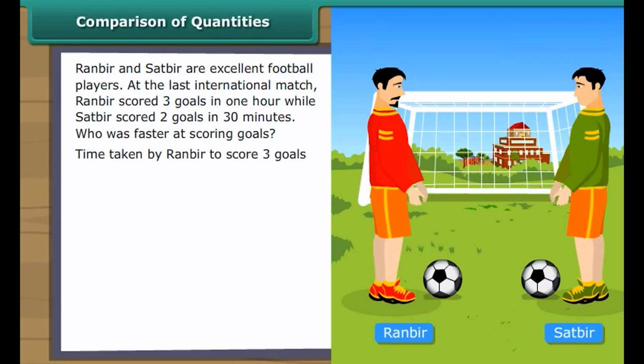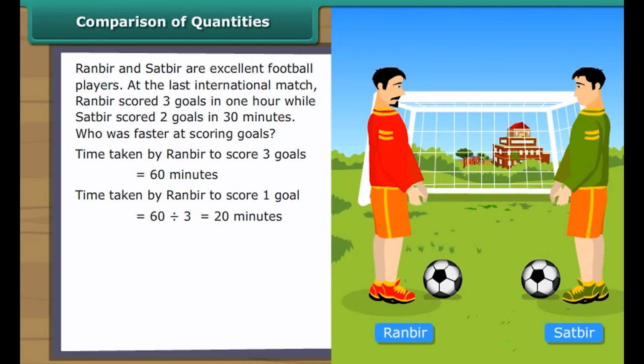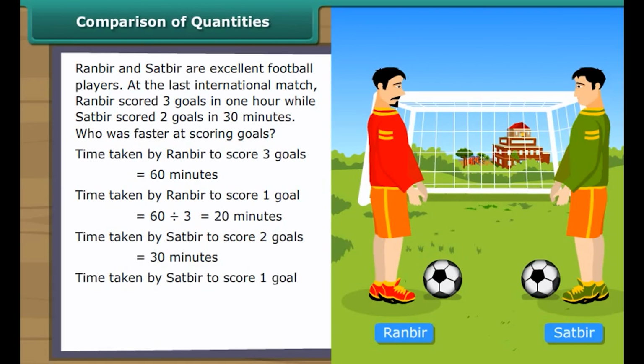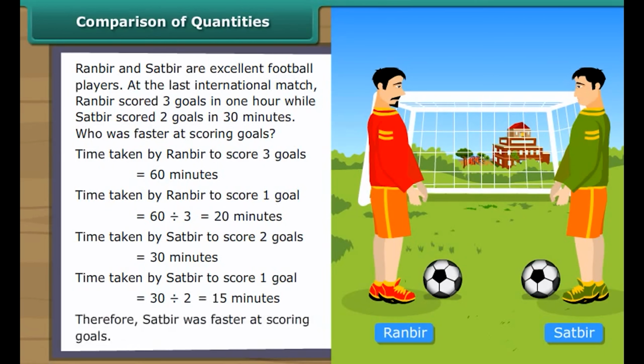Time taken by Ranbir to score 3 goals is equal to 60 minutes. Time taken by Ranbir to score 1 goal is equal to 60 divided by 3, which equals 20 minutes. Time taken by Satbir to score 2 goals is equal to 30 minutes. Time taken by Satbir to score 1 goal is equal to 30 upon 2, which equals 15 minutes. Therefore, Satbir was fast at scoring goals.